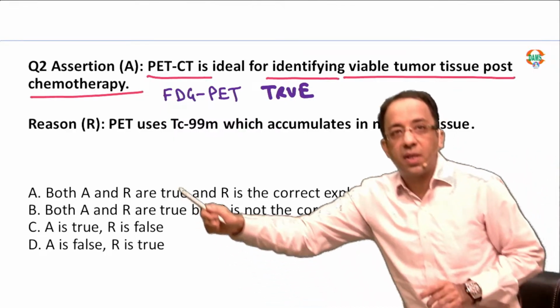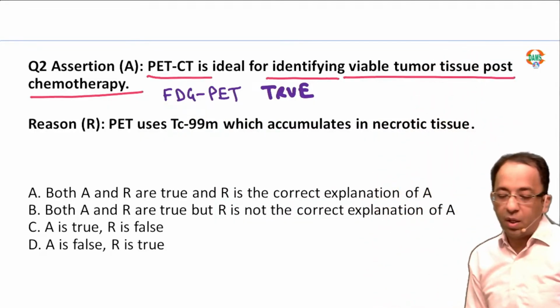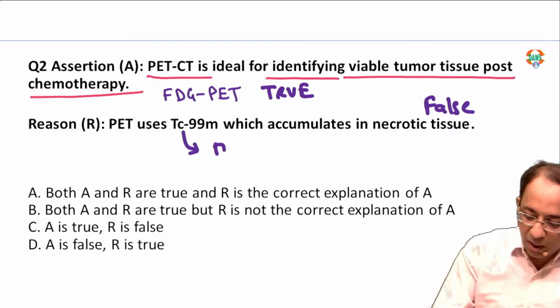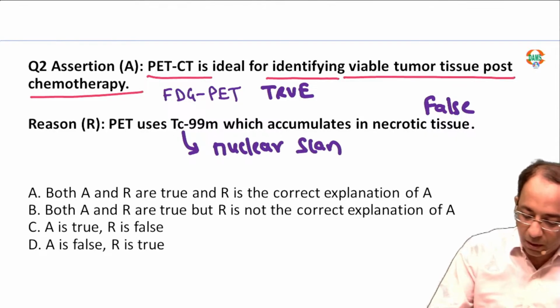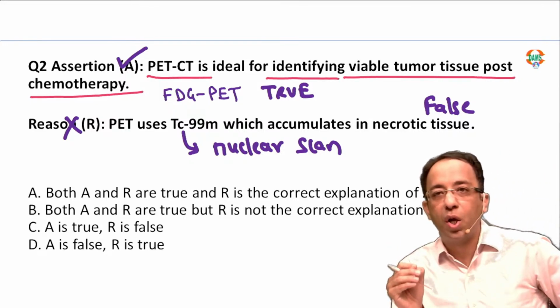Second line says, PET-CT uses technetium-99m which accumulates in the necrotic tissue. Definitely it is a false statement. Technetium-99 is used in a routine nuclear scan. So the PET-CT uses commonly FDG, fluorodeoxyglucose.